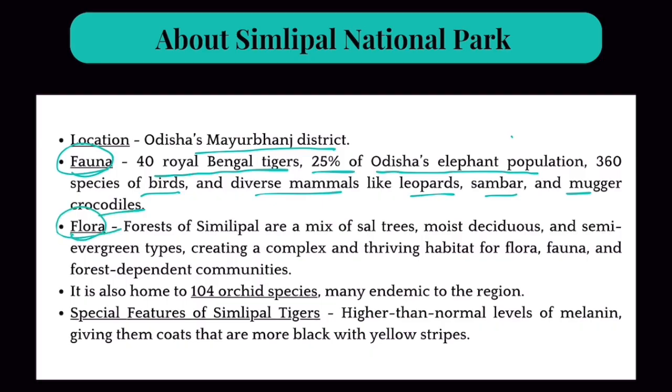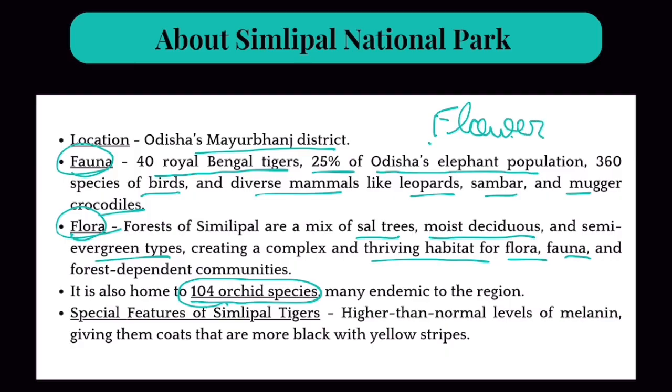As far as flora is concerned, plants. Well, forests of Simlipal are a mix of sal trees, moist deciduous, semi-evergreen types, creates a complex and thriving habitat for flora fauna. Plus, it is also home to 104 orchid species. Orchid is a type of flower. Okay, so 104 species of this orchid flower is found in Simlipal National Park. Some of these species are endemic, exclusive to this region.